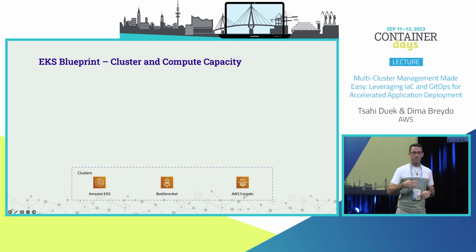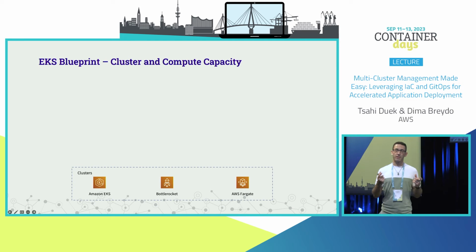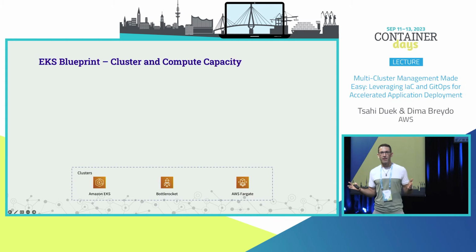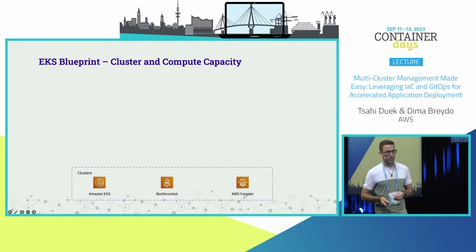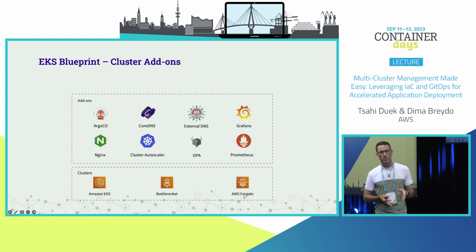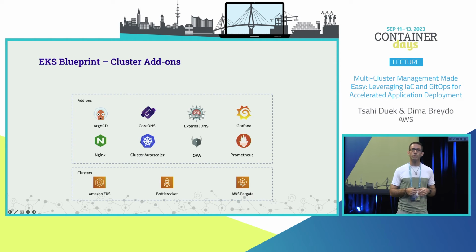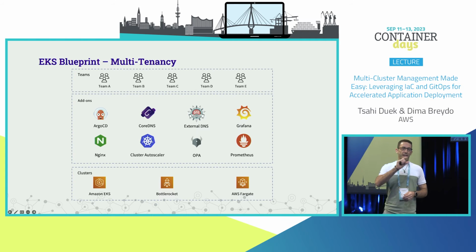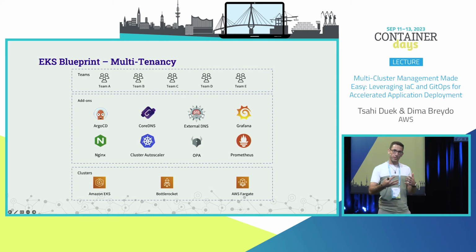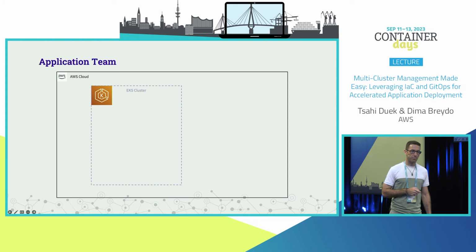And EKS Blueprints is basically a 3-layer foundation. The first layer is the compute capacity and the control plane, whether we're running on Bottlerocket, Fargate, or whatever data plane options we have out there in AWS. The second part is add-on lifecycle management. You will see how easy it is to deploy add-ons into the cluster and all the replicated clusters. And the last part is what we call teams. Teams is basically a construct that allows you to define multiple application teams that can access the same cluster.